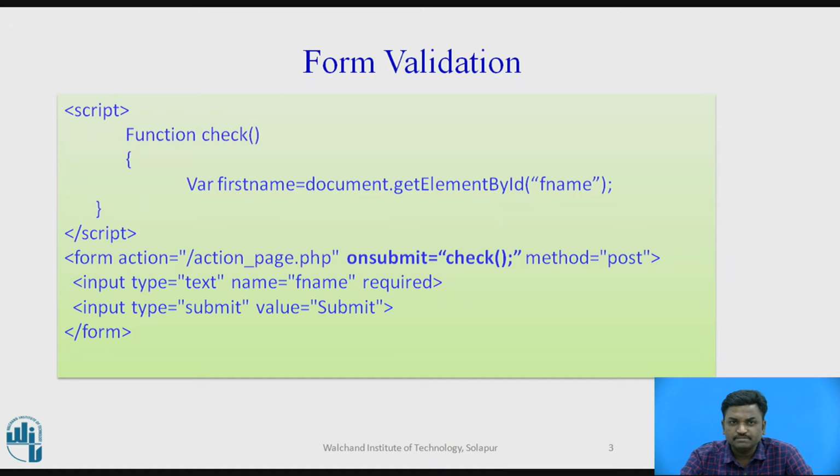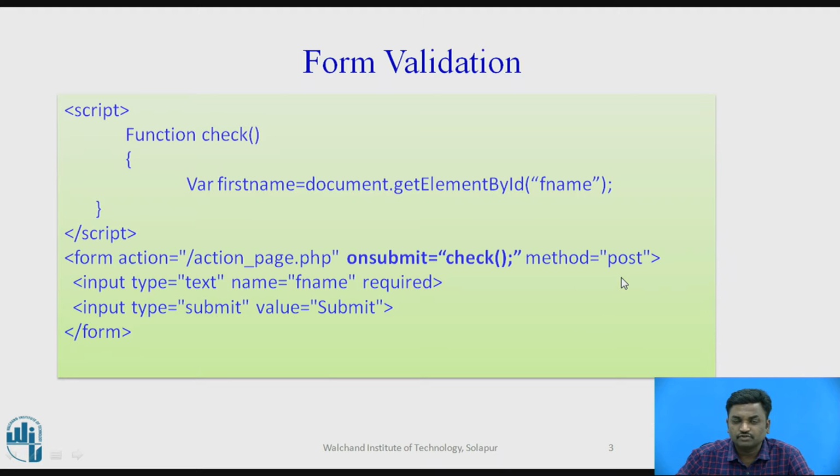In form validation, we know that there is something called a script. In script, we usually write the function. Here the function is check. It is using a method called get element by ID, where we are passing f name. What I am trying to tell in this slide is that the form has an action associated with it. On submit it is going to call this method called check. The method type is post.